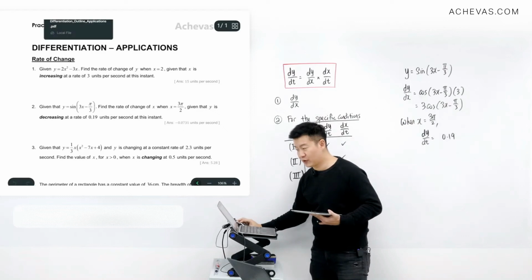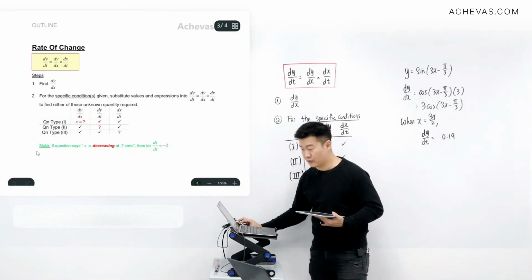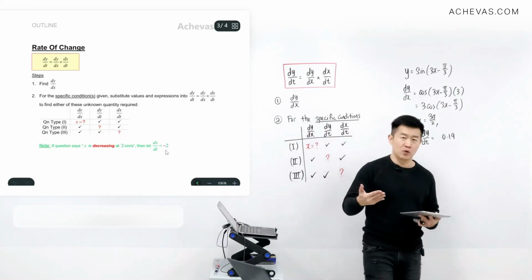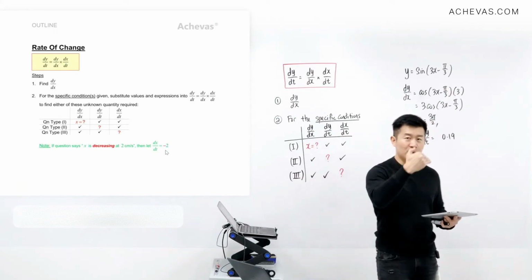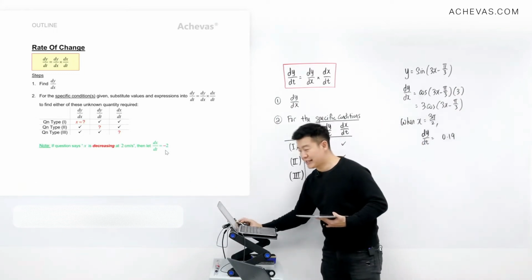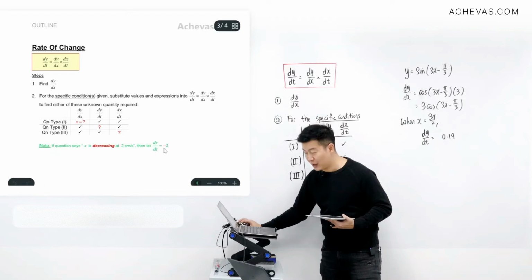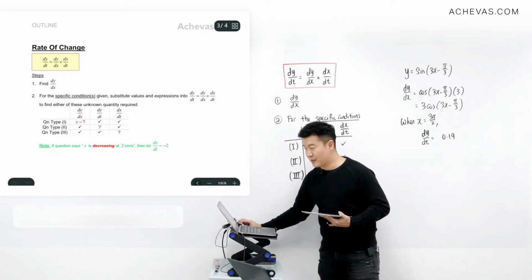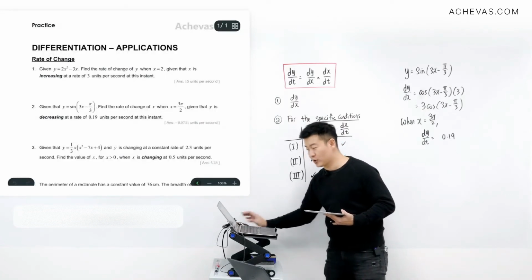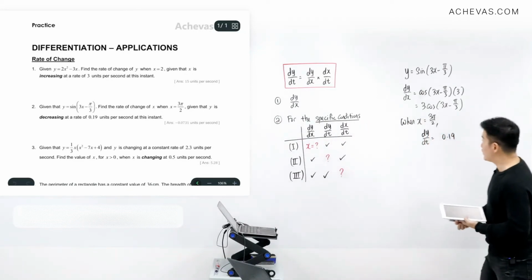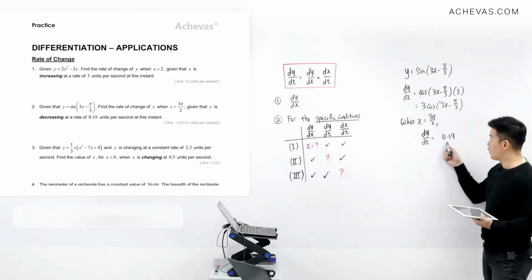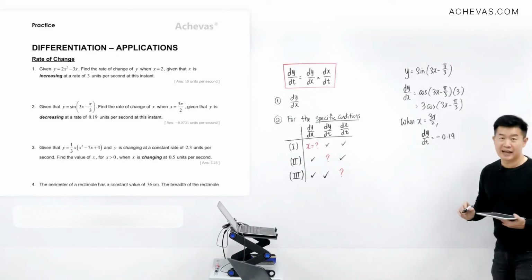So I have something that I think you should take note of, which is if the question were to say that a quantity is decreasing, for example, in this case, x is decreasing at 2 cm per second, then dx dt will be equal to minus 2. Because as time increases, x will decrease. So the rate of change is supposed to be negative. So you need to add in this negative yourself. So coming back to this question over here, since the question says that y is decreasing at a rate of 0.19, we want to add in this negative.